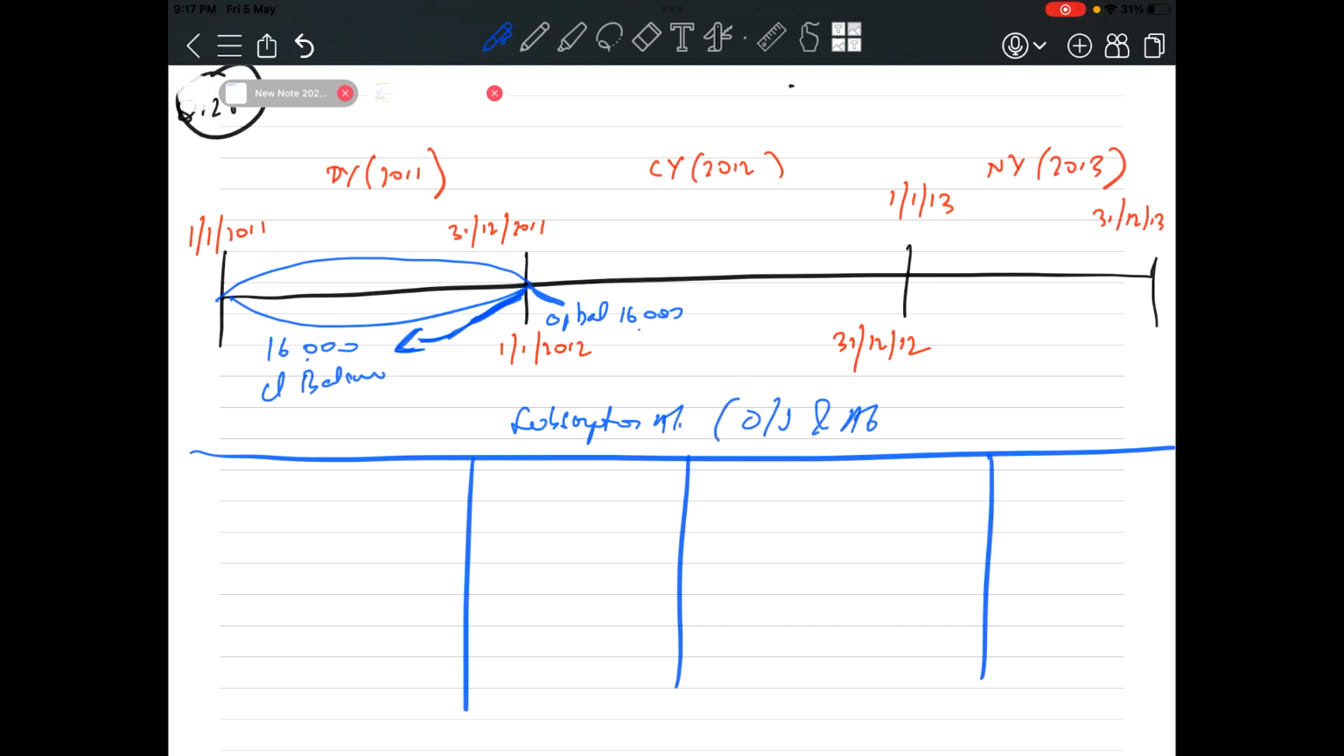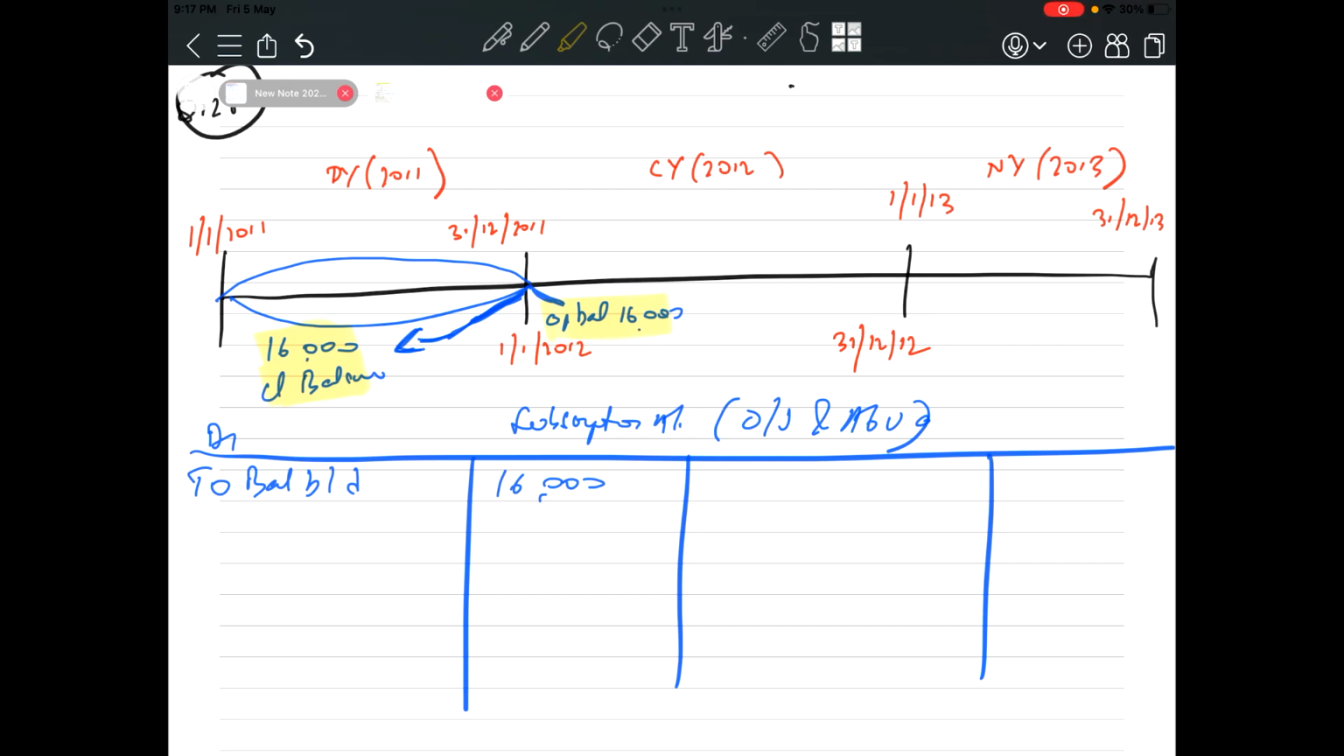Subscription account, a combination of outstanding and advance account. Now see, this is income, so it will have a debit balance. So where will the opening balance come? It will come on the debit side, 16,000. This is the amount which we should have received last year but did not receive, so it is what we will receive in the current year. 16,000 will be the opening balance.